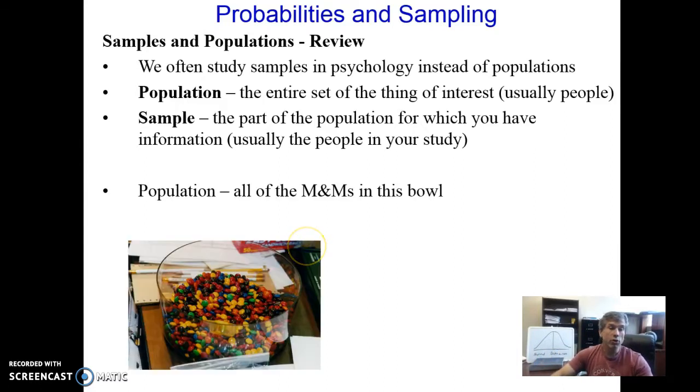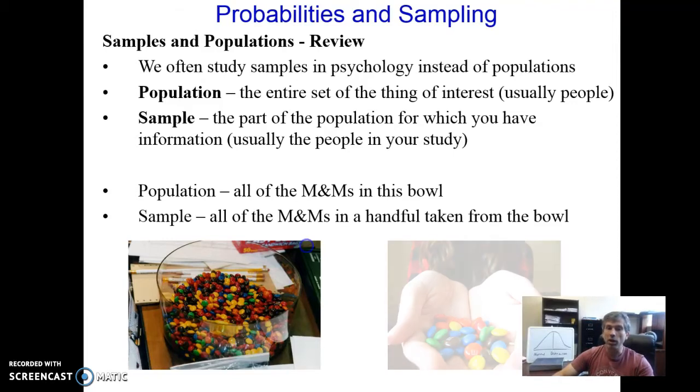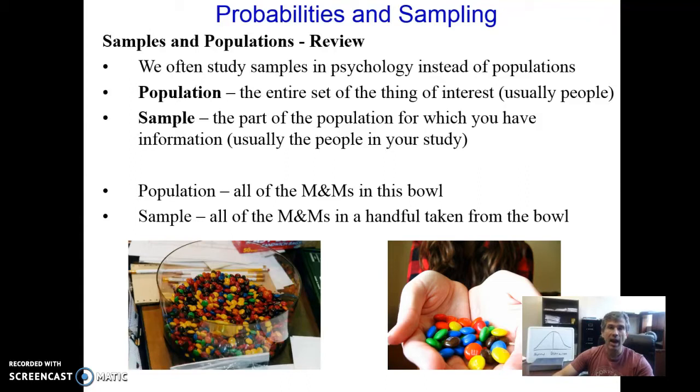So here's your mandatory candy analogy. A population might be every single M&M in this bowl. We really want to understand the characteristics of that group of M&Ms, but it's too hard to test all of them. So instead, we just grab a handful, we assess that, and we hope that it's representative of the population. But of course, hoping isn't good enough. You also want to take steps to make sure it's as representative as you can. Anyway, we've seen that sort of stuff before.